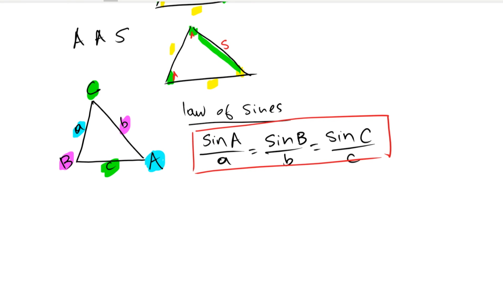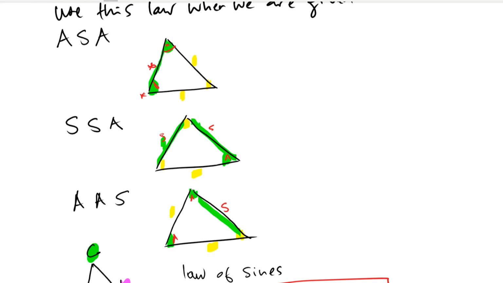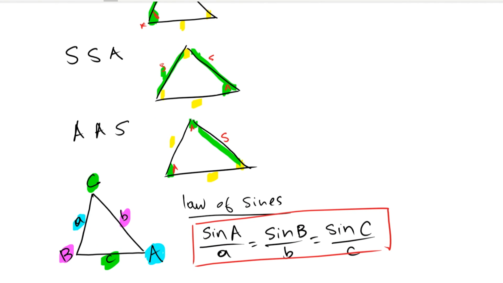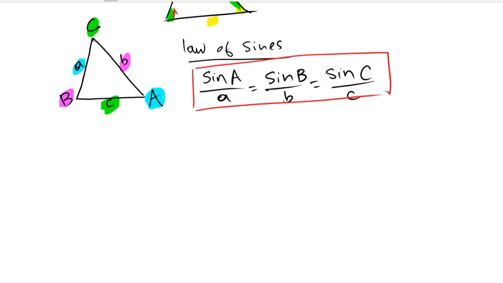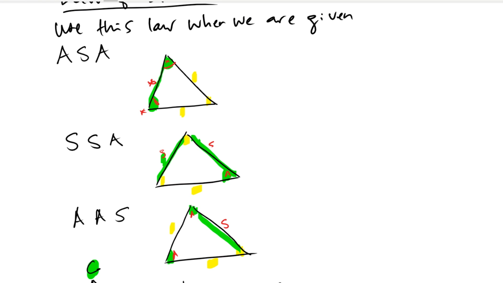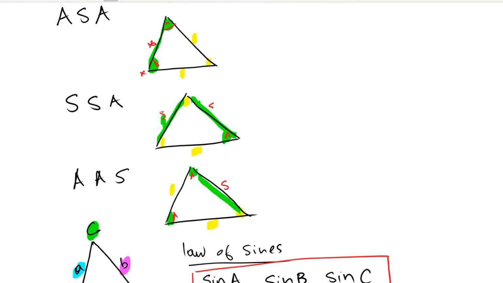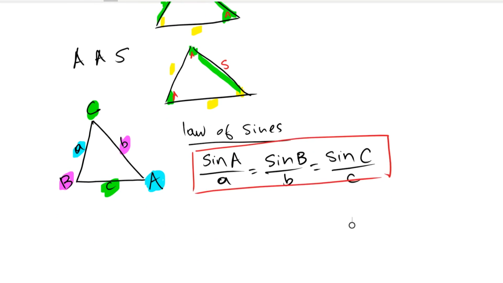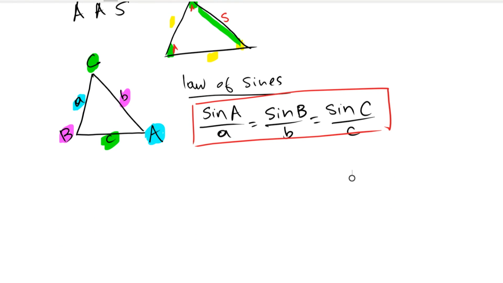Now, many of you are still confused with this formula because you think you have to use all three of them at once. No, you don't. Just make sure that whenever you are given a side and an angle, all you have to do is use the formula, plugging in what you are given to find what you are looking for. That's what it is. Once again, these are the three ways to use the law of sines. So let's do an example here.